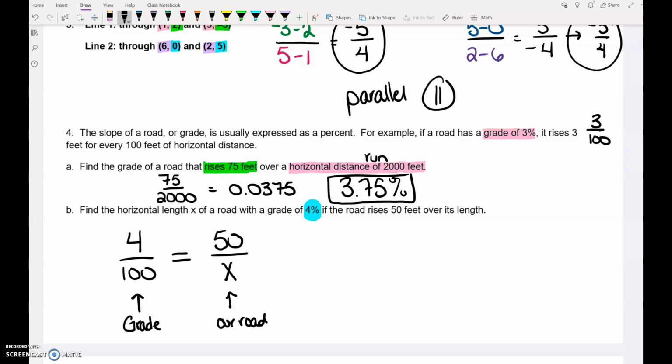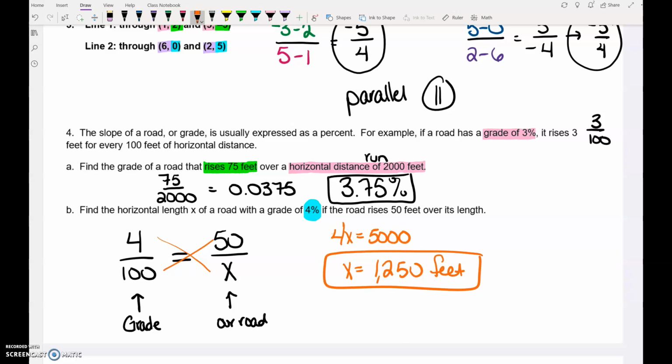What do you do when you have fraction equals fraction? Cross multiply. 4x equals 5,000. And then 5,000 divided by 4 is 1,250. And what unit are we working in? Feet. This road has a horizontal distance of 1,250 feet for each 50-foot rise in elevation.